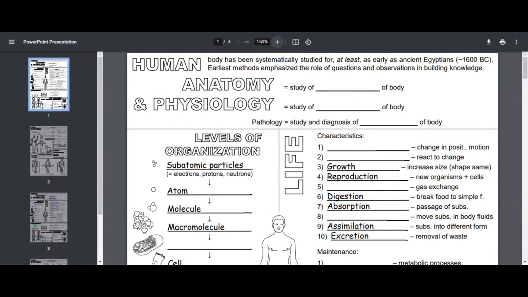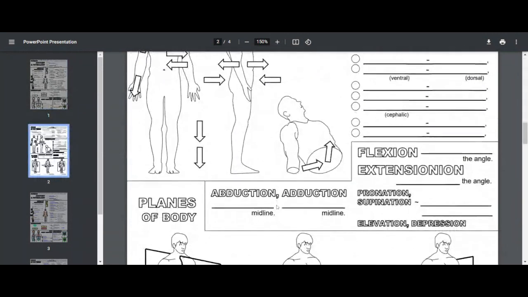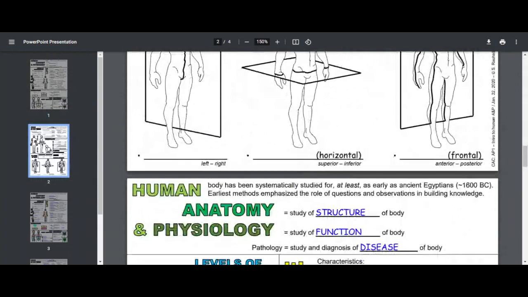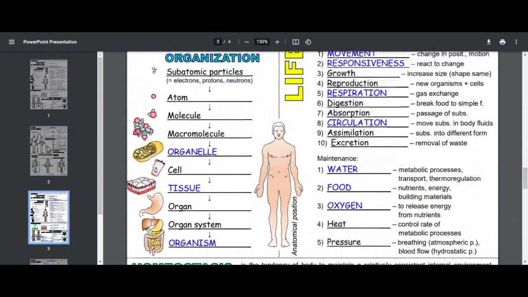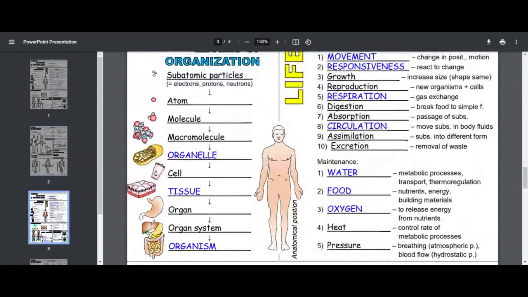So let's start with the anatomy. Anatomy was the study of structure of the body, whereas physiology was the study of the function. And then we had the pathology, which was study of diseases. Do those make sense? Awesome. I think these were largely revisions. So let's start with the levels of organization first. The left-hand side of the handout that I have for you. I'm not going to ask this in an exam. We've covered it once. You've covered it before.